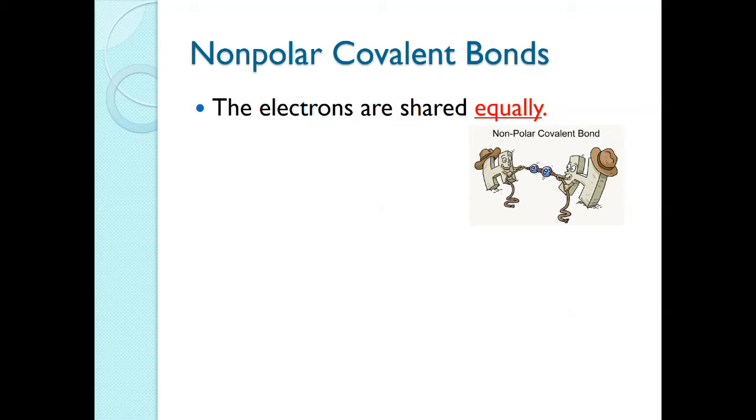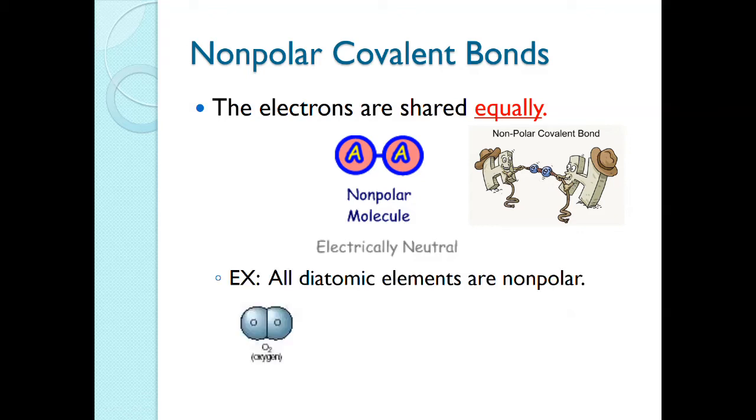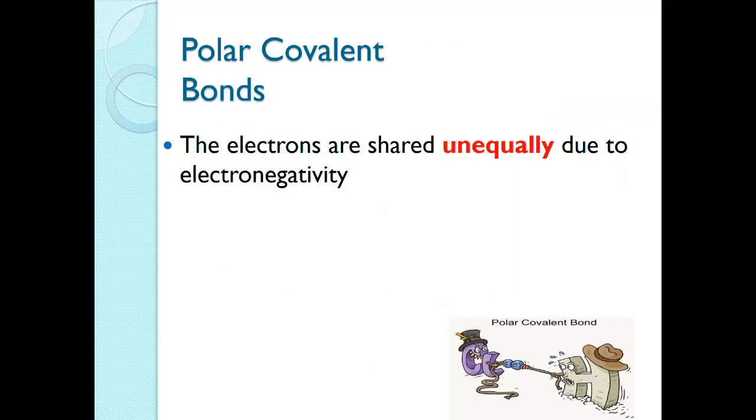So nonpolar covalent bonds, the electrons are going to be shared equally. Just like the example we had from earlier, two chlorine atoms, well, they are the same. So in their little tug of war, if they're the same strength, then they can share those electrons equally. Really all diatomic elements are nonpolar because again, they have equal electronegativity. They're equal in strength.